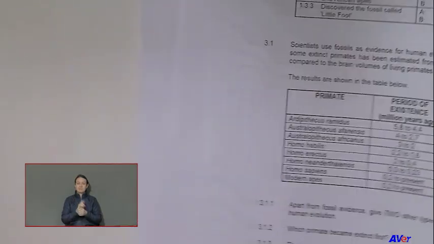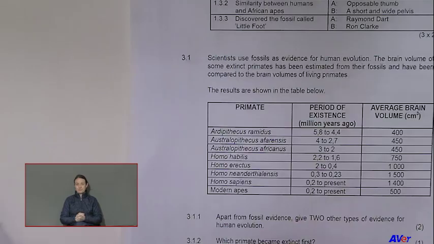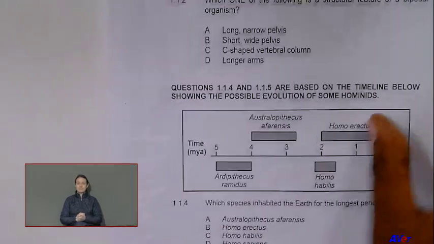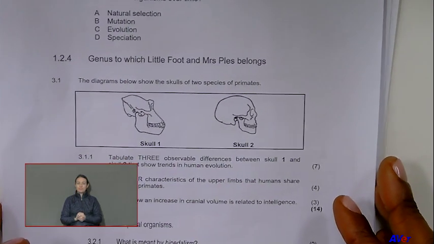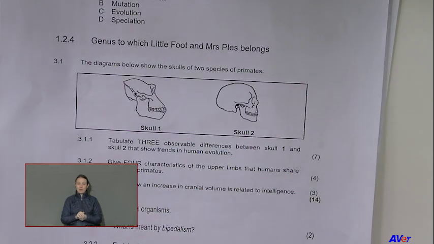And the question that I want us to look at is question 3.1. Now, if we look at question 3.1, it says, the diagram below shows the skulls of two species of primates. Remember, us and the great apes, we are primates, ne? So it shows the skull of the two species of primates.